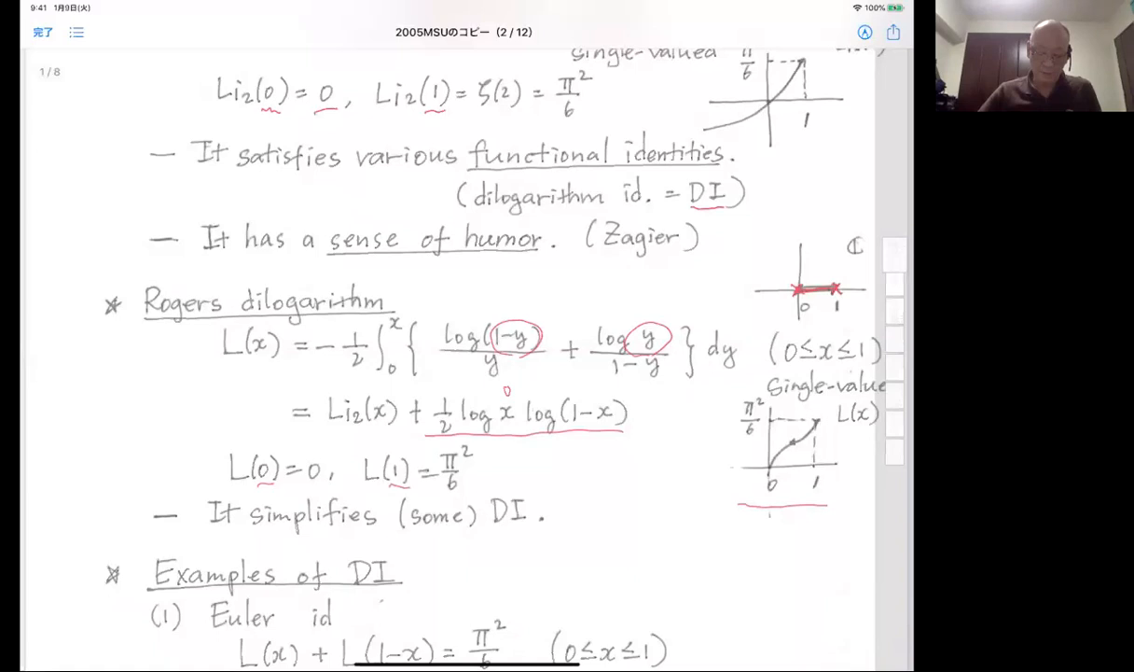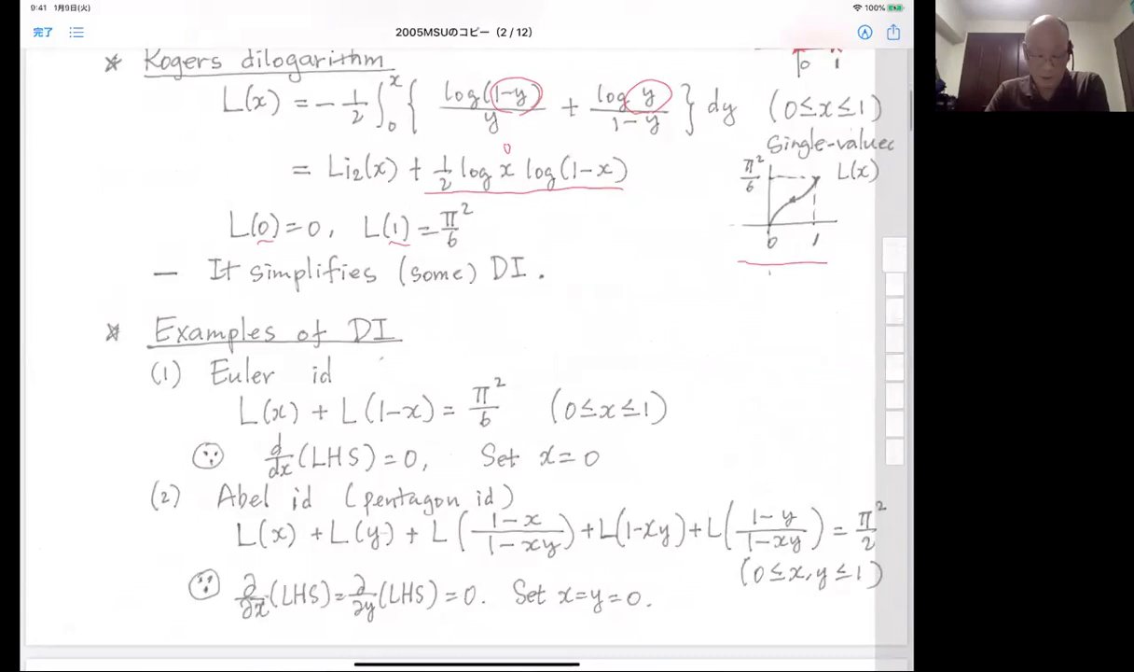So, the first, most fundamental identities. The first one is called the Euler identity, and it is just this form. L(x), so L is the Rogers dilogarithm, and L(x) plus L(1 minus x) is equal to pi squared over six. And let's make a proof of this. It's very easy. Actually, this identity consists of two statements. First of all, the left-hand side is constant with respect to x. And the second claim is that this constant is pi squared over six.